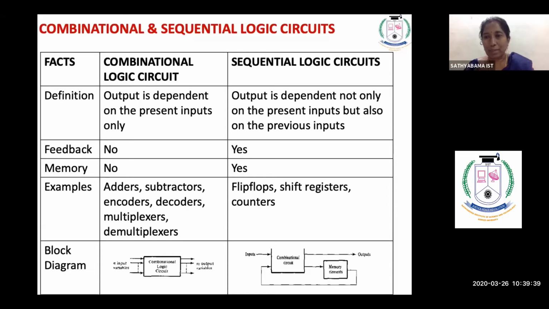Then I have given you examples also. In these examples, we have adders, subtractors, encoders, decoders, etc. On the other hand, for sequential logic circuits, we have flip-flops. Now a combinational logic circuit is so simple. We have n number of inputs and some number of outputs. That's it, no feedback. Whereas a sequential logic circuit is basically a combinational logic circuit where part of the output is fed back as input, which means the output is dependent not only on the present, but also on the previous inputs. Having said this, now we are going to the next slide.